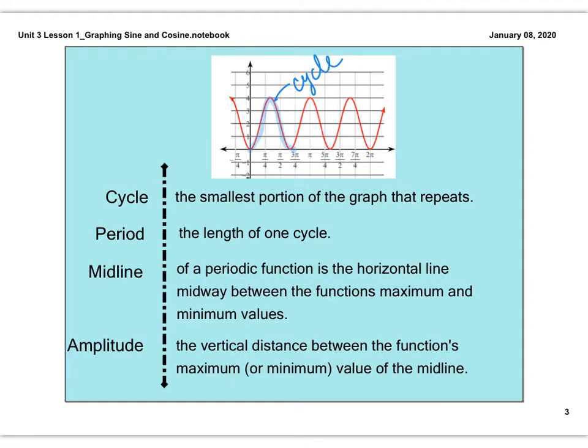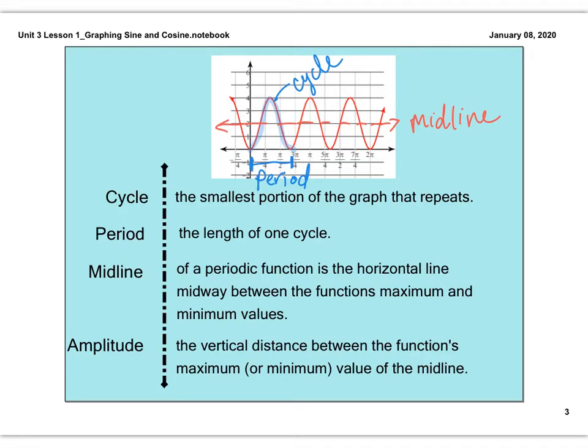Now the period is the length of one cycle. So in this case, the period starts here and goes to here. That's one period. After that, it's going to just keep repeating that hill over and over and over again. The midline is the place in the graph where half of the data is above and half of the data is below. So in this case, if I draw in the midline, it would be right in here. Half of the information is above that line and half of the information is below. That's the midline.